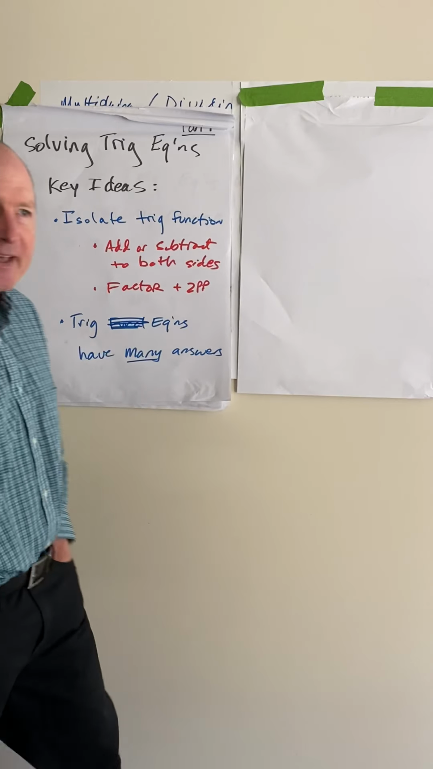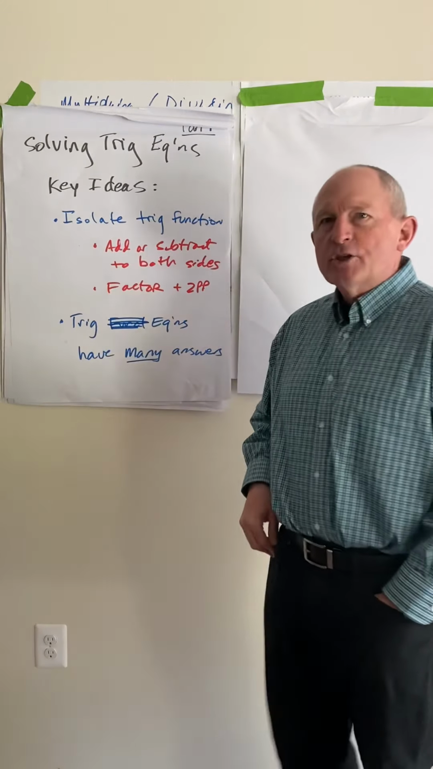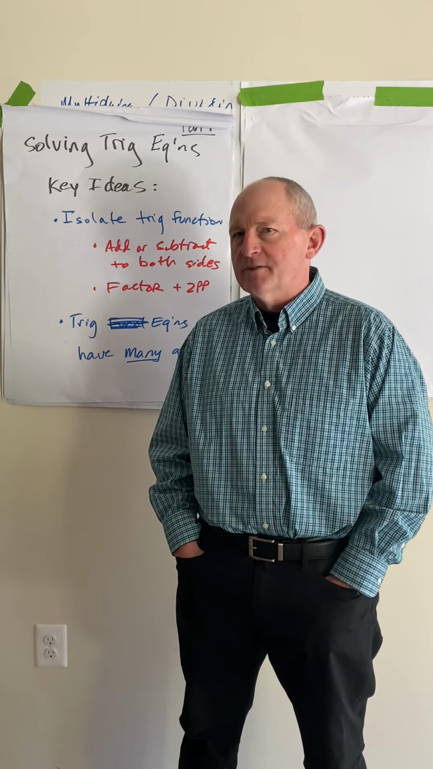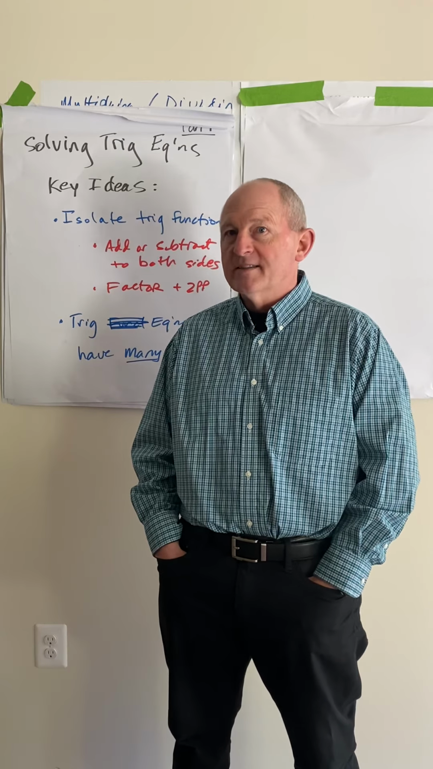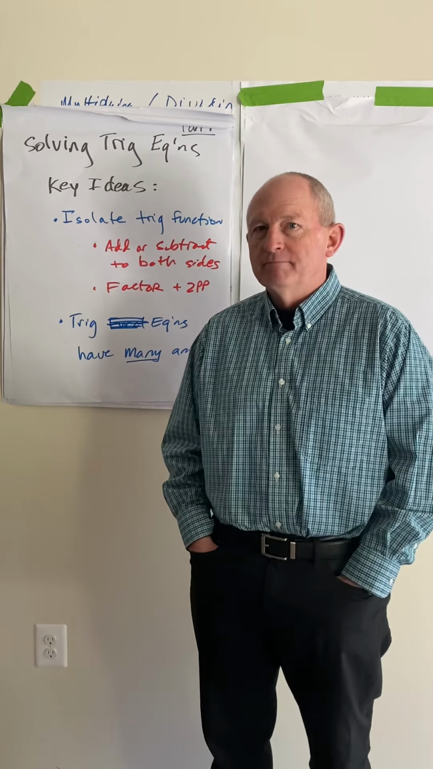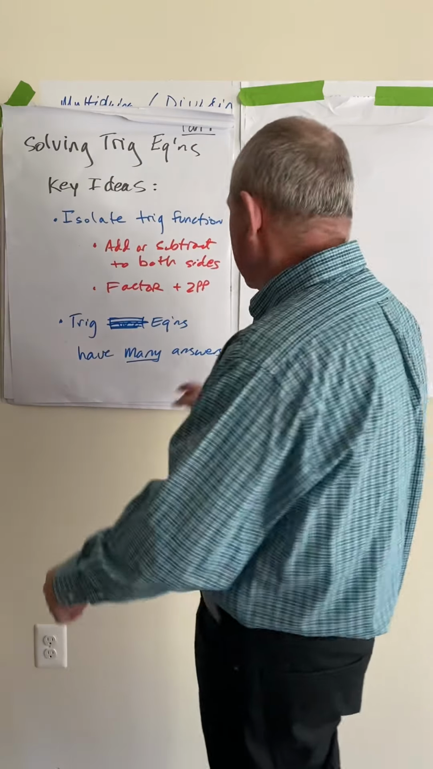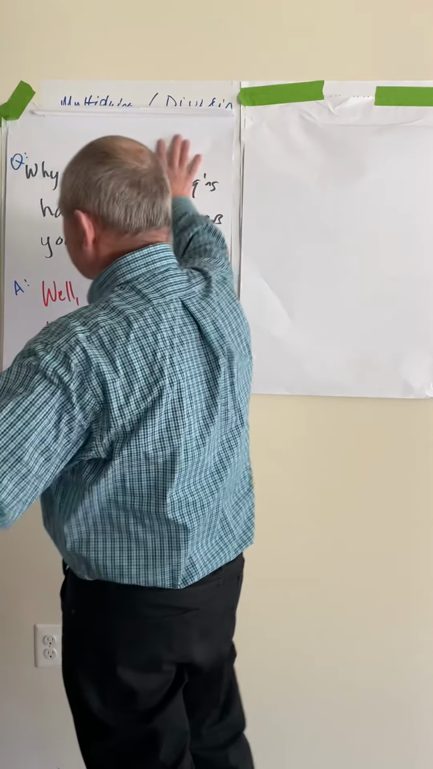And the last thing there, I made a little typo when I was writing that. The last thing, trig equations, they're going to have many answers or many solutions. And we'll talk about why that is in just a second, all right? So here we go. I'm going to advance the smartboard now.